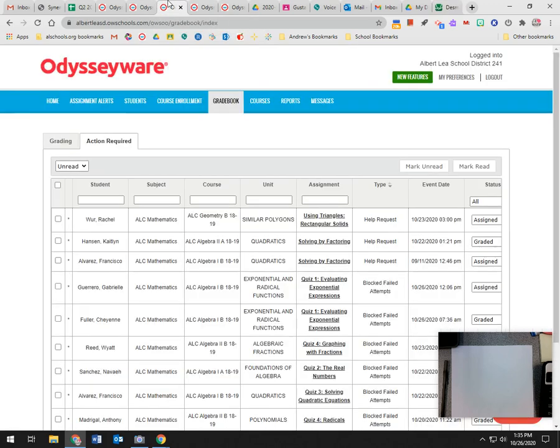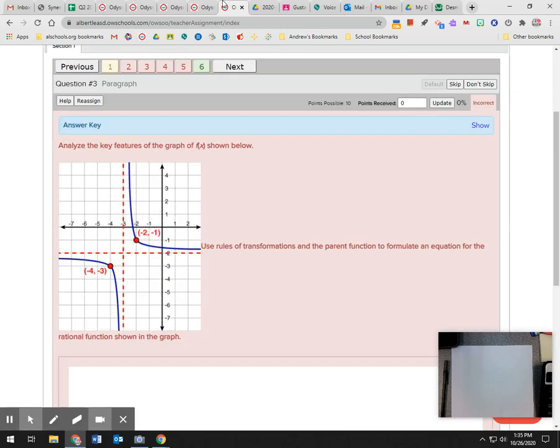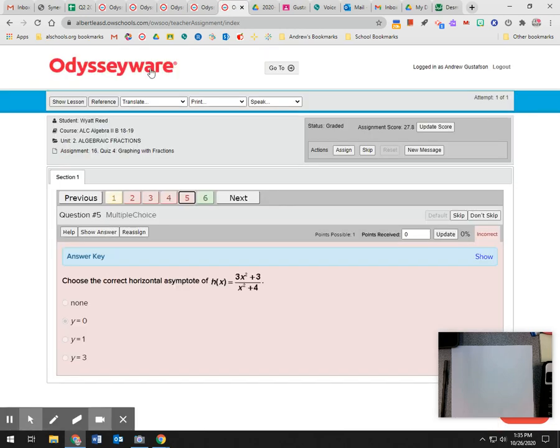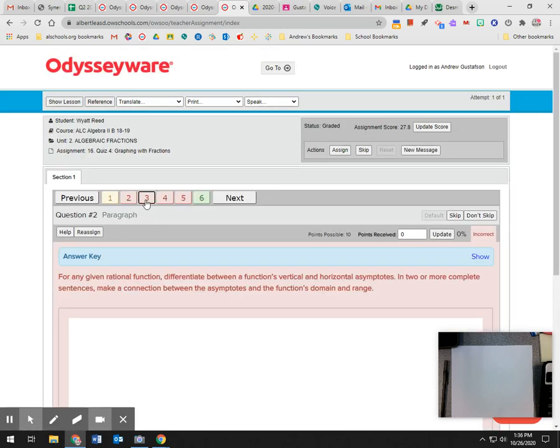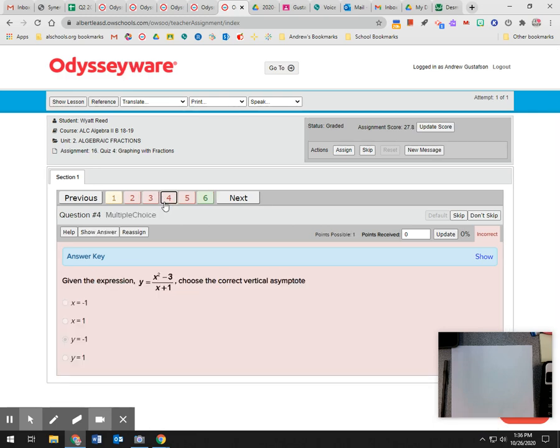So if it's asking you, and I don't know where it is, here we go. What's going to give you the correct vertical asymptote? Well, the vertical asymptote is asking, what's going to make the denominator 0? What's going to make that bottom number 0? And that's where that vertical asymptote is going to be. That's the problem. That's what we have to avoid.